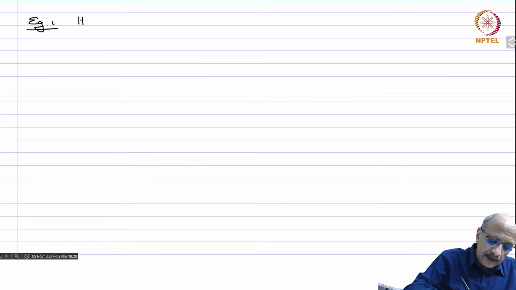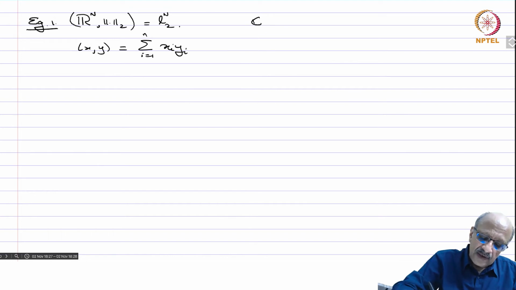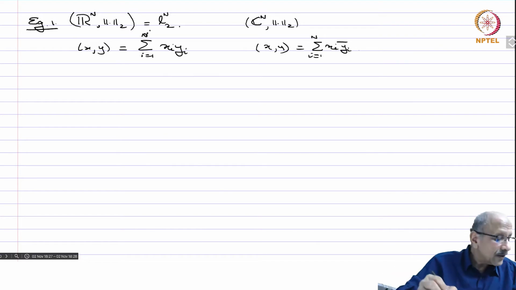So we have Rn with the norm 2. This is the space ln2, for instance. So you define the inner product (x, y) equals sigma i equals 1 to n x_i y_i. And then if you take Cn with norm 2, then you define (x, y) equals sigma x_i y_i bar. Okay, so this is obviously an inner product because you have (x, x) equals norm x square and the other properties are immediate to verify.